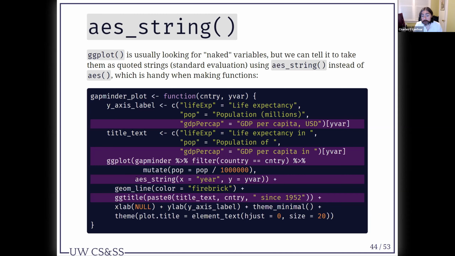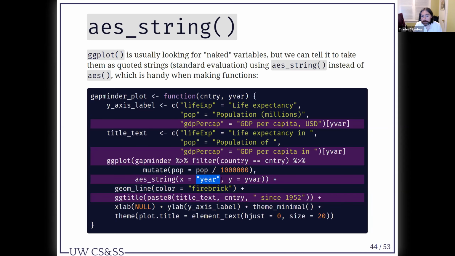Then I do this weird thing I said I had to do. We're going to say we want the aesthetics in here to be aes_string. X is going to be the year variable, but because it's aes_string, I have to quote "year." It's just the thing we're going to do.